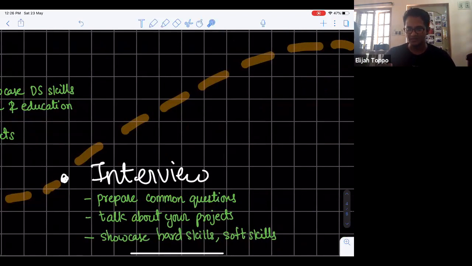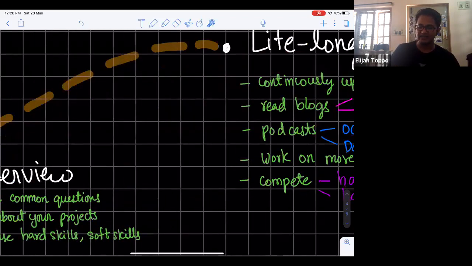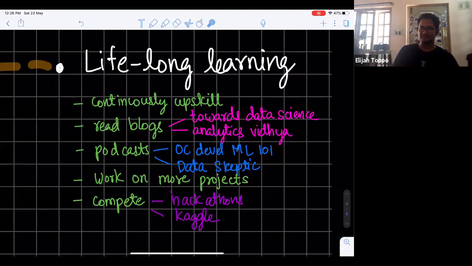We can further go on with preparing for interviews. So I have got certain books which give you common questions that interviewers ask. There's a list of 500 questions. You can go over those questions. You can talk about your projects, your data science projects. You can showcase your hard skills and soft skills. And finally, you come to the process where it's lifelong learning.